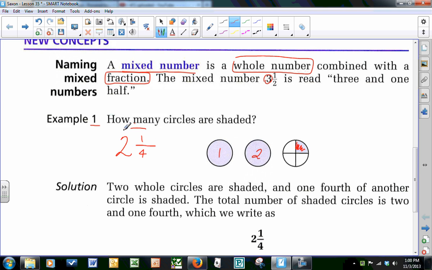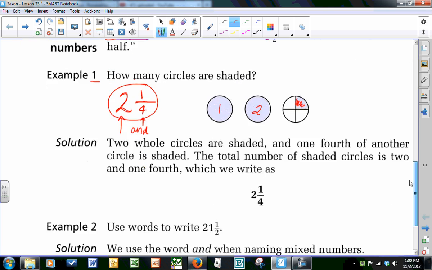So this is a mixed number, and we would read that as the whole number first. We would say 2, and then we would say the word and, kind of like we do with the decimal, and then we would say our fraction, 1/4. 2 and 1/4. So it's a mixed number. It has a whole number mixed together with a fraction. That's why we call it a mixed number.